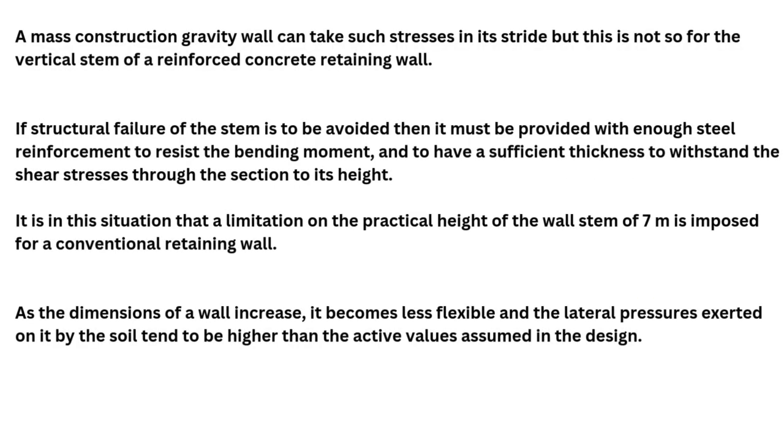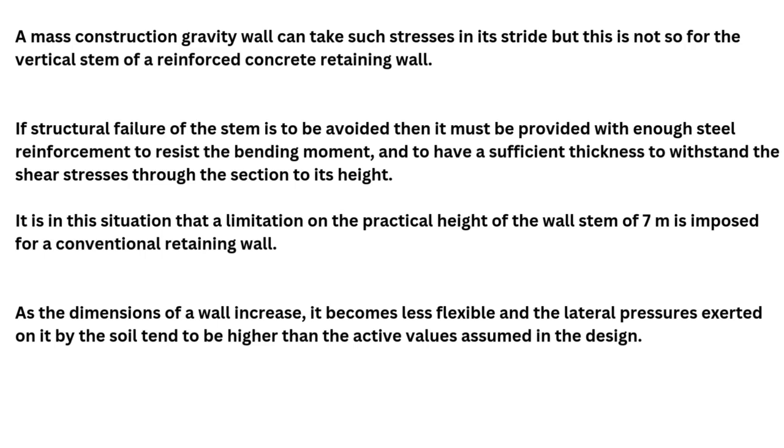A mass construction gravity wall can take such stresses in its stride, but this is not so for the vertical stem of a reinforced concrete retaining wall. If structural failure of the stem is to be avoided, then it must be provided with enough steel reinforcement to resist the bending moment, and to have a sufficient thickness to withstand the shear stresses through the section to its height. It is in this situation that a limitation on the practical height of the wall stem of 7 m is imposed for a conventional retaining wall.